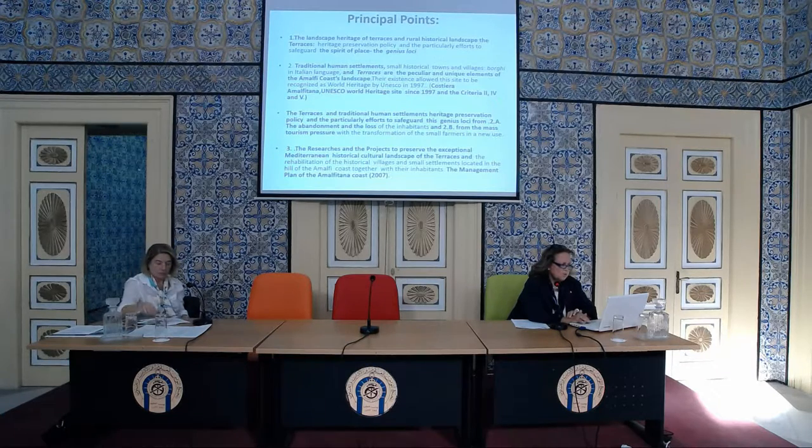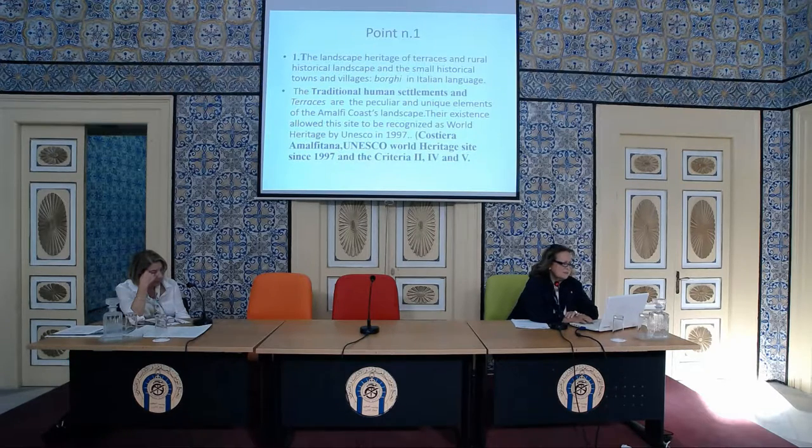The abandonment and the loss of the inhabitants and the mass tourism pressure make the transformation of the small farmer into a new use. The research and the project to preserve this exceptional Mediterranean historical cultural landscape of the terrace and the rehabilitation of the historical village is the theme of the management plan of Amalfitana Coast in 2007.